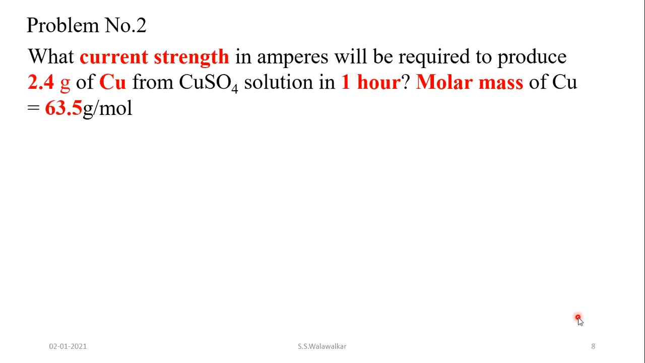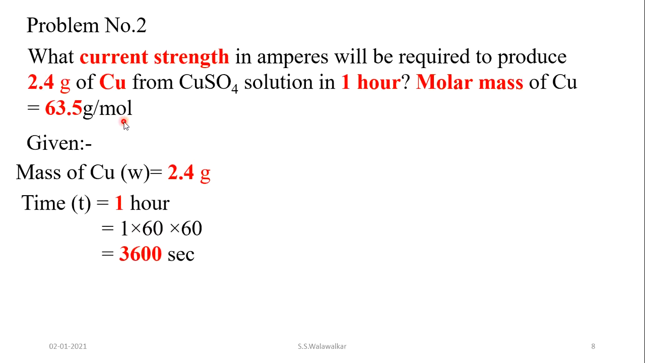Then the second problem, see here. What current strength in ampere will be required to produce 2.4 gram of copper from copper sulfate solution in 1 hour? Time is also given. Molar mass is also given. Molar mass of copper is 63.5 gram per mole. So using this we have to calculate the current strength. Mass of copper is given, 2.4 gram. Time is equal to 1 hour, that is 3600 seconds. And the molar mass of copper is also given, 63.5.